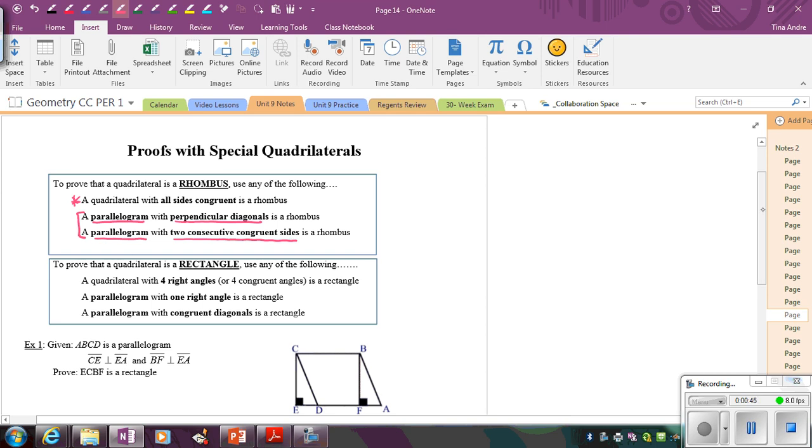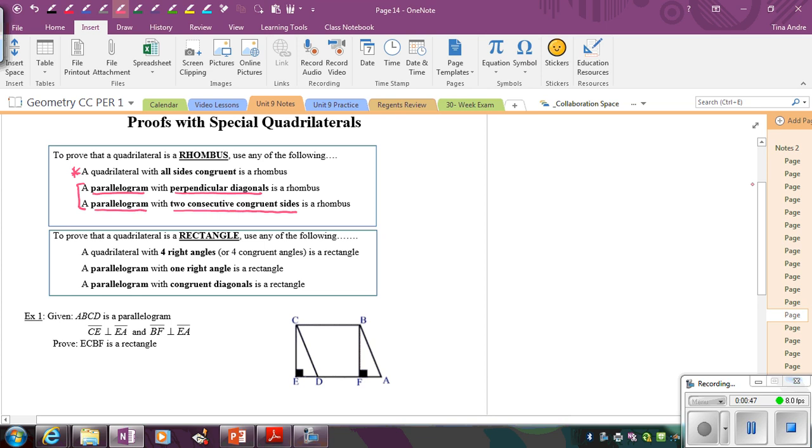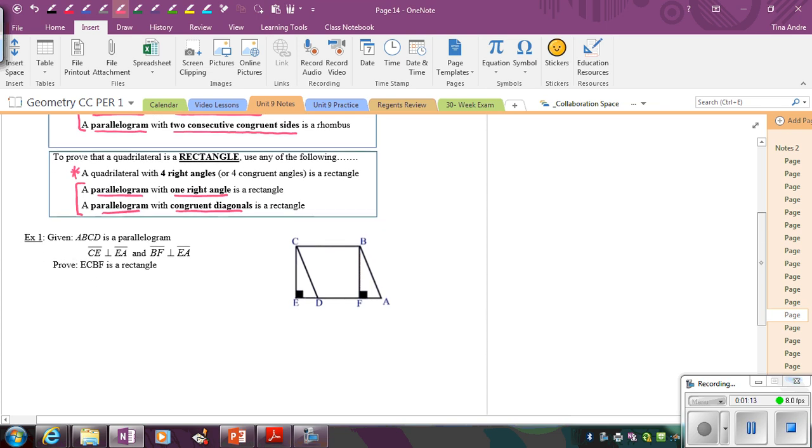And then the other option, if you're trying to prove a rectangle, again, is to use the definition of a rectangle, so all four right angles, or you could prove a parallelogram and then prove one additional thing. A parallelogram with one right angle would make a rectangle, or a parallelogram with congruent diagonals. So these are your different strategies for proving special quadrilaterals, rhombuses and rectangles. Let's go ahead and look at an example.